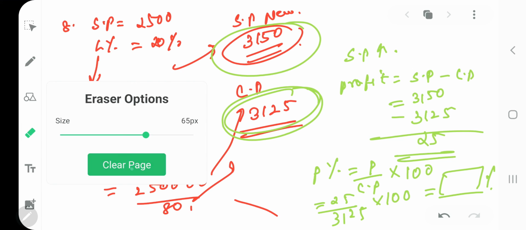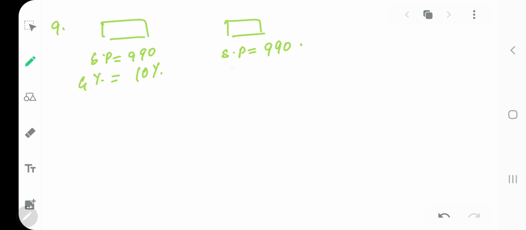All right. Next we have problem number 9, which says Mr. Sinha sold 2 tape recorders for 990 each. So 2 tape recorders, selling price of each is 990. Gaining 10% on one and losing 10% on the other. So gain percent here I'll keep as 10%, and loss percent here is also 10%. Find his total loss or gain percent on the whole transaction.